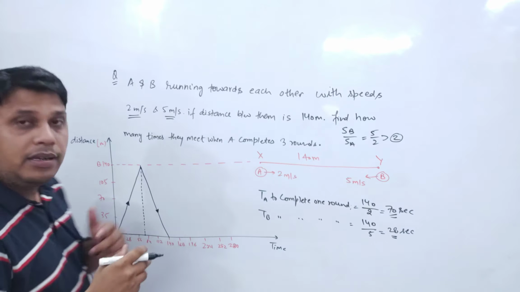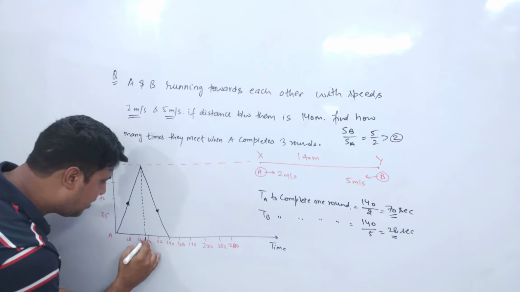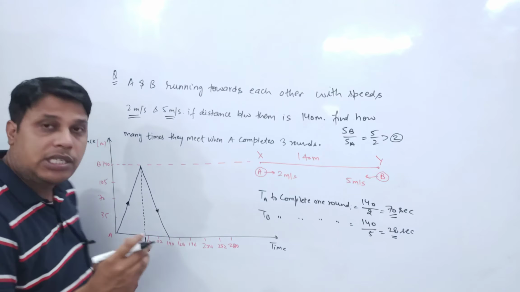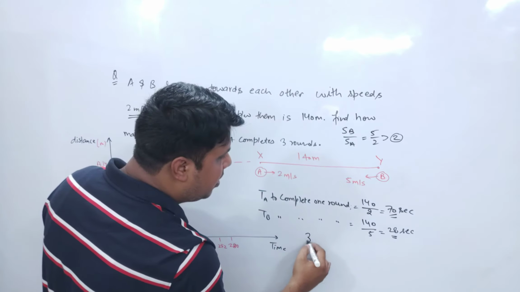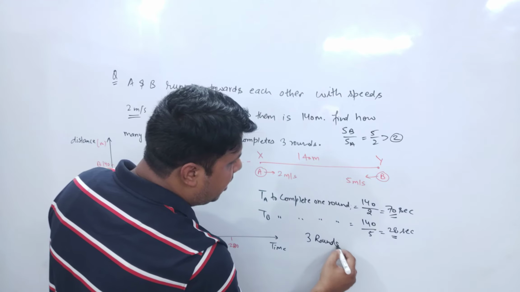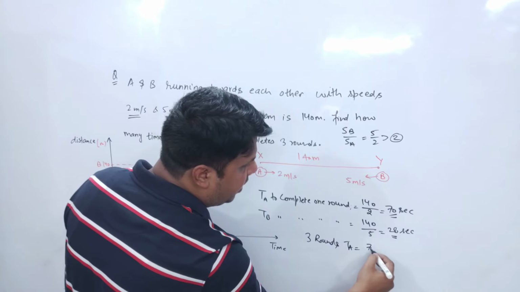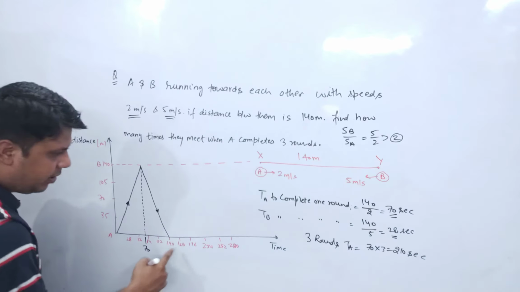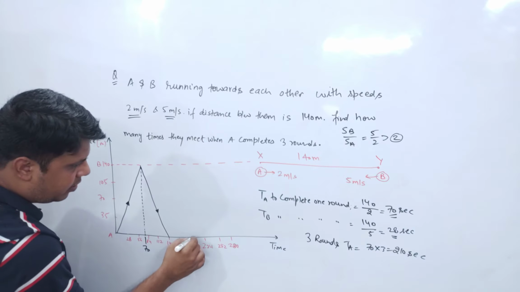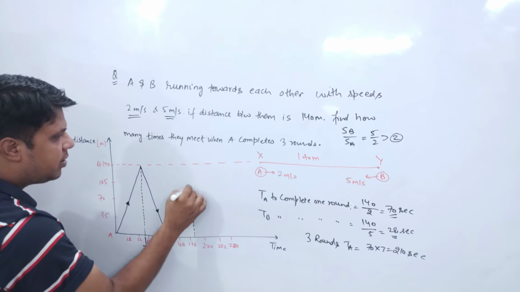And now again it is taking 70, 140, then this is going to be 210 for the 3 rounds. So for 3 rounds, the time taken by A would be 70 into 3, that is 210 seconds, right? So I'll be marking 210 something around here. Okay, so this is 210.